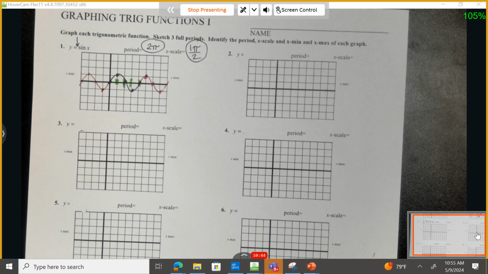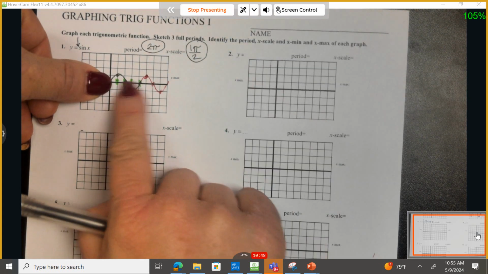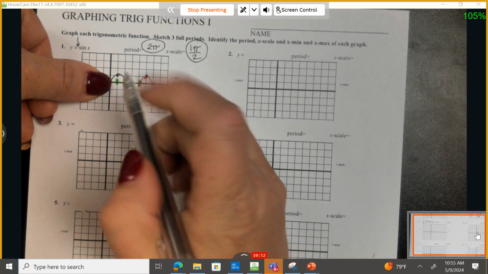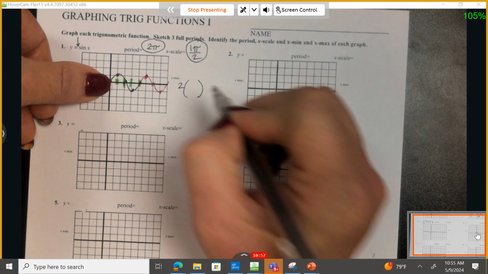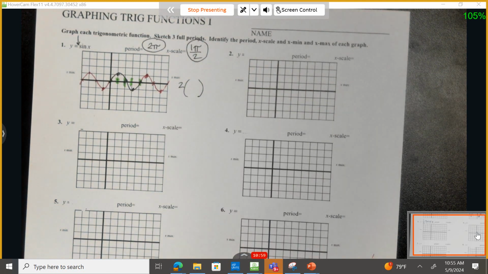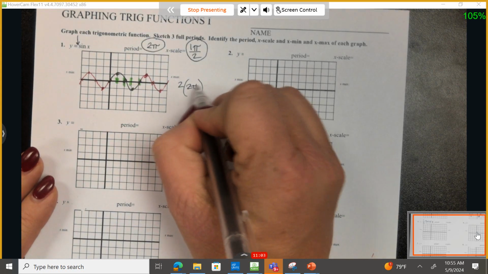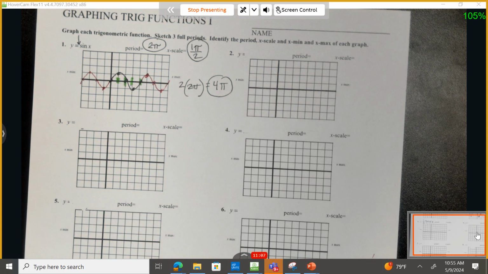What I have in black represents one cycle. So how many cycles are to the right of the origin? 2 cycles, watch. Hill, valley, that's 1 cycle. Hill, valley, that's 2 cycles. So we'll put a 2. And what is the length of each cycle? 2 pi. So I just went 4 pi to the right. Because I'm going to the right, it's positive. Think of a number line. As you go to the right of the origin, it's positive. As you go to the left, it's negative.